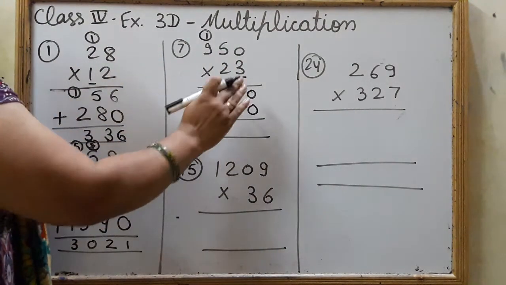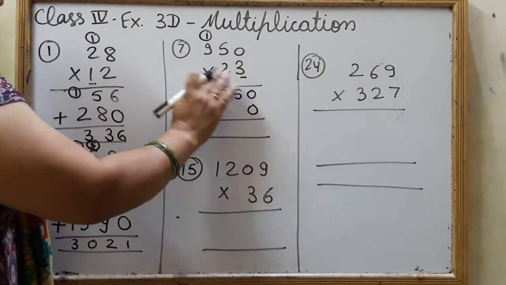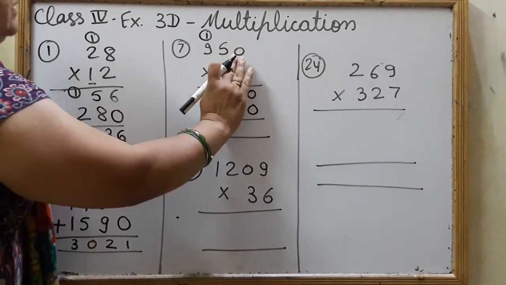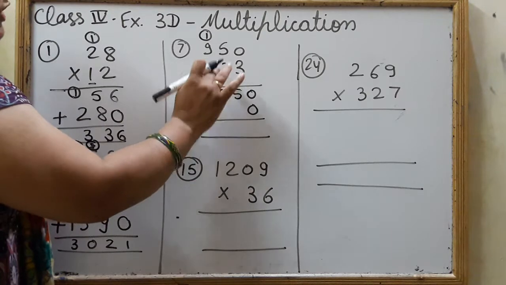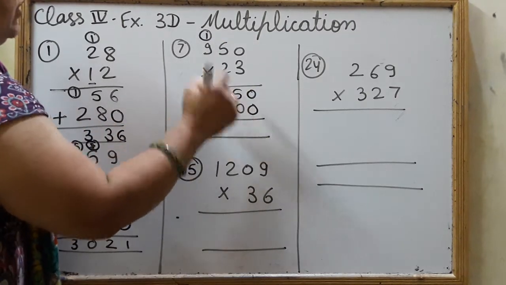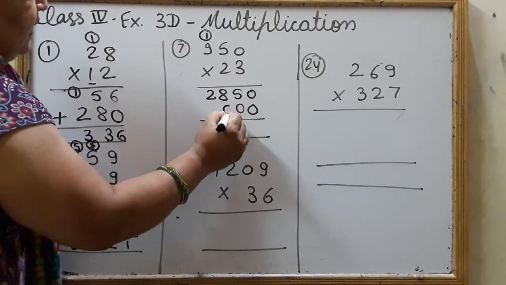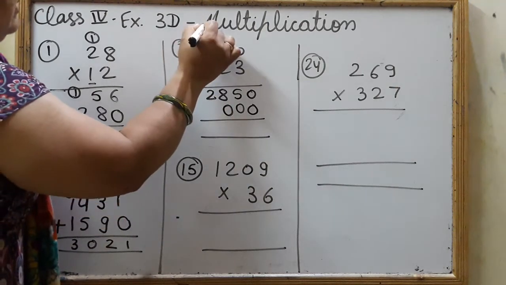Now we will multiply it as we have done with 3. We will just forget about 3 and multiply the number by 2. 2 zeros are 0. 2 5s are 10, 0, and the carry we will write here.